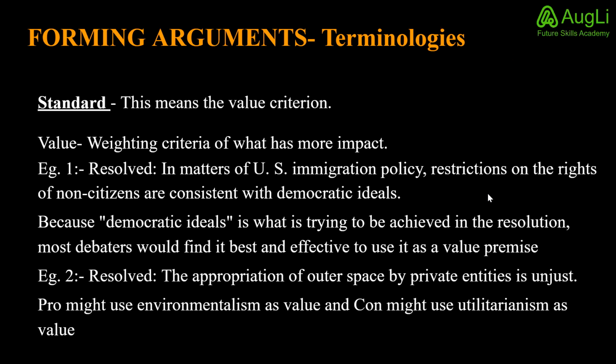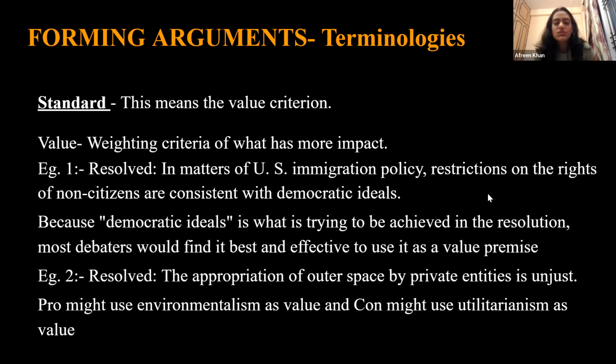All right. The second example is: the appropriation of outer space by private entities is unjust. Appropriation is basically you sending satellites and so on into outer space, for research purposes, for extraction purposes, for anything. Now, the team supporting the motion can say that we are going to use the value criterion as environmentalism.